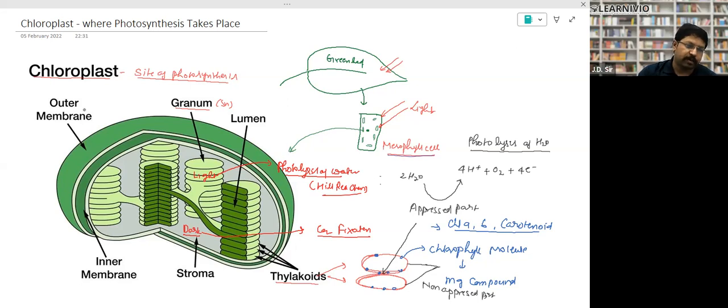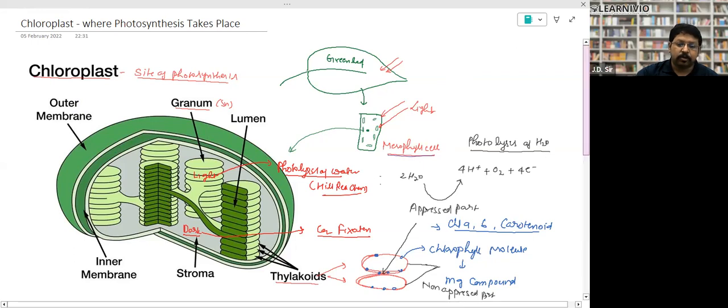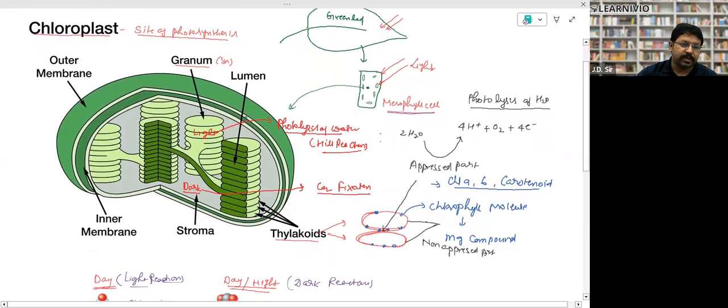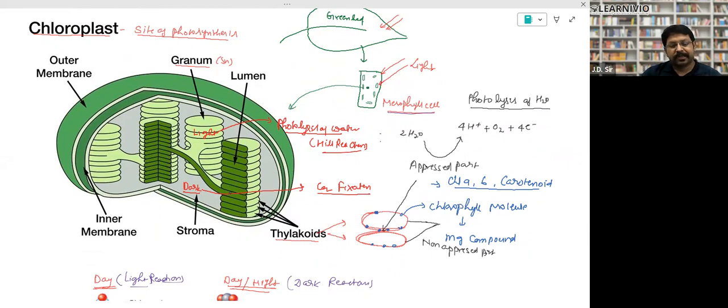This is the diagram of the chloroplast. The chloroplast is made up of two layers: the outer membrane and the inner membrane. Between these two membranes there is a space called the intermembrane space. Inside, the chloroplast is filled with a gel-like substance called stroma. In the stroma there are these piles of coins. These structures are known as granum.